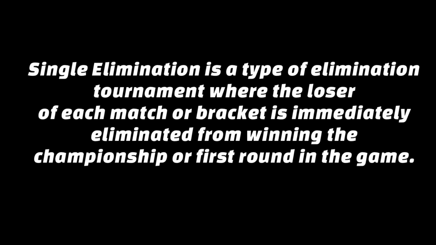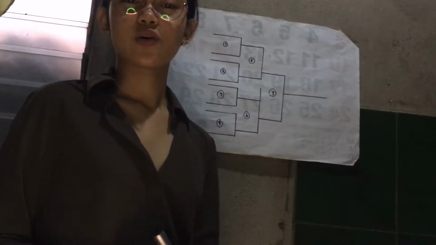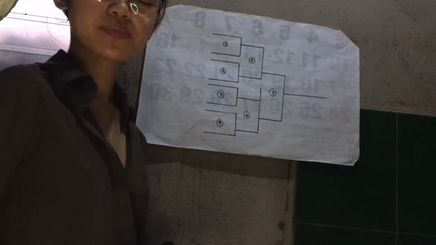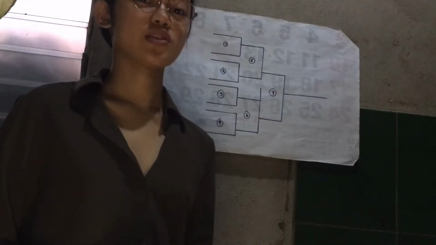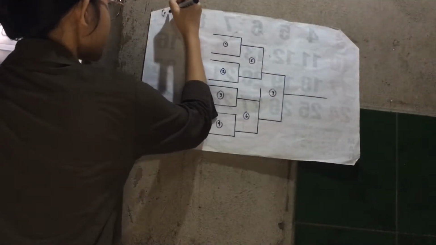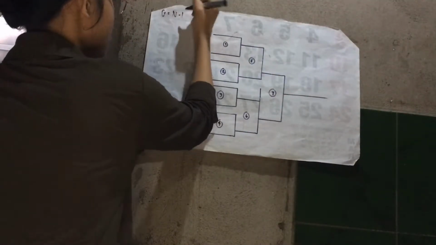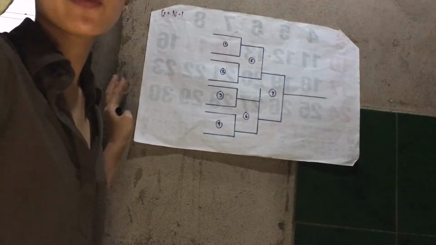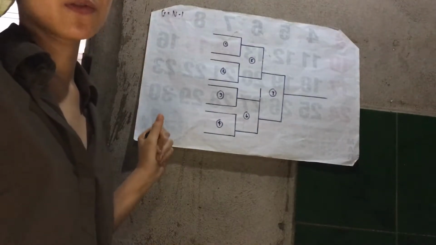Single elimination is a type of elimination tournament where the loser of each match or a bracket is immediately eliminated from winning the championship or the first round in the game. So now, we need to find out the number of games in single elimination. So we need to use the formula G is equal to N minus 1, wherein G stands for the number of games and N stands for the number of teams.